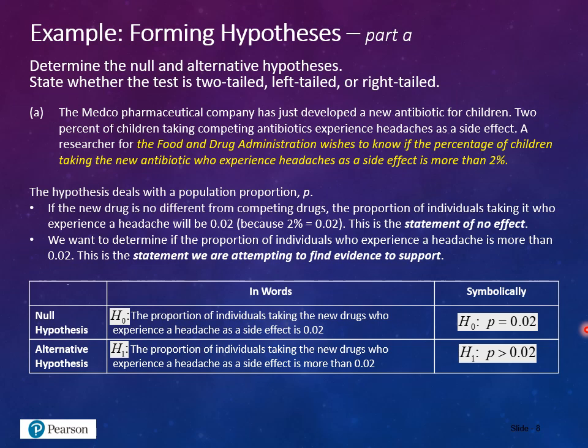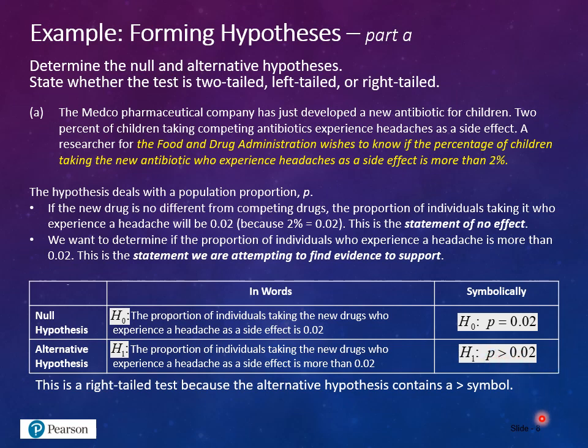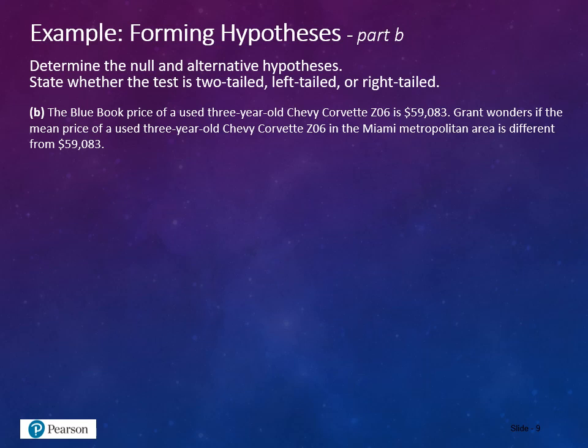Our alternative hypothesis is that the proportion of the individuals taking the new drug who experience a headache is more than 0.02. And you can see here on the right the equality statement for the null hypothesis and the greater than statement for the alternative hypothesis. This is a right-tailed test. Notice it points to the right, and it includes a greater than symbol. So that's an easy way to remember that greater than points to the right, as long as I've got my directions. Let's look at another one.